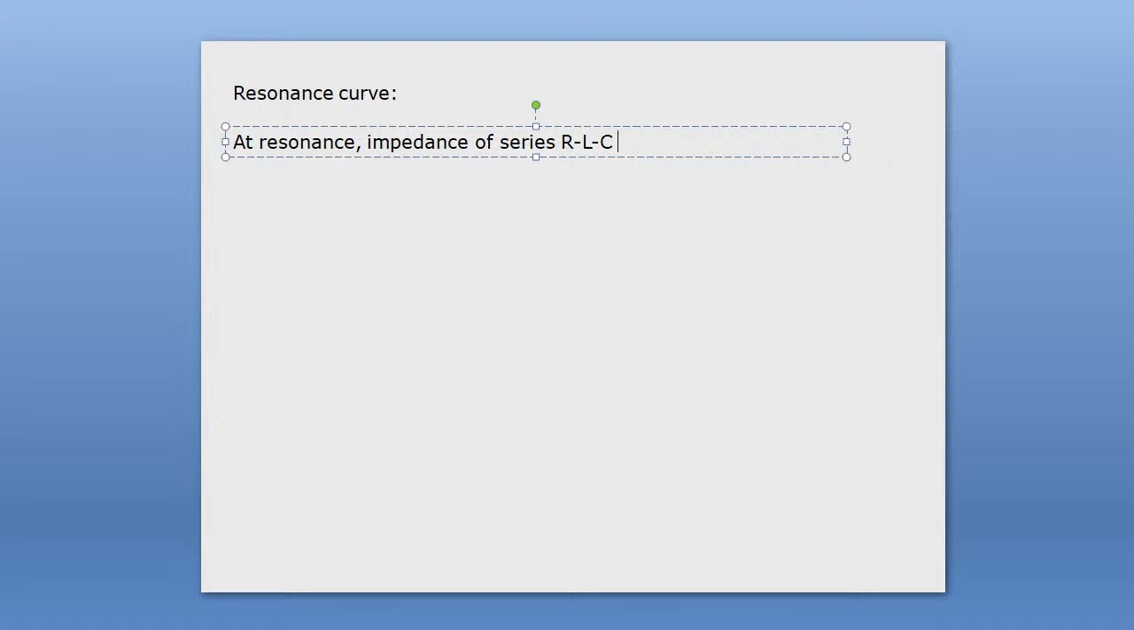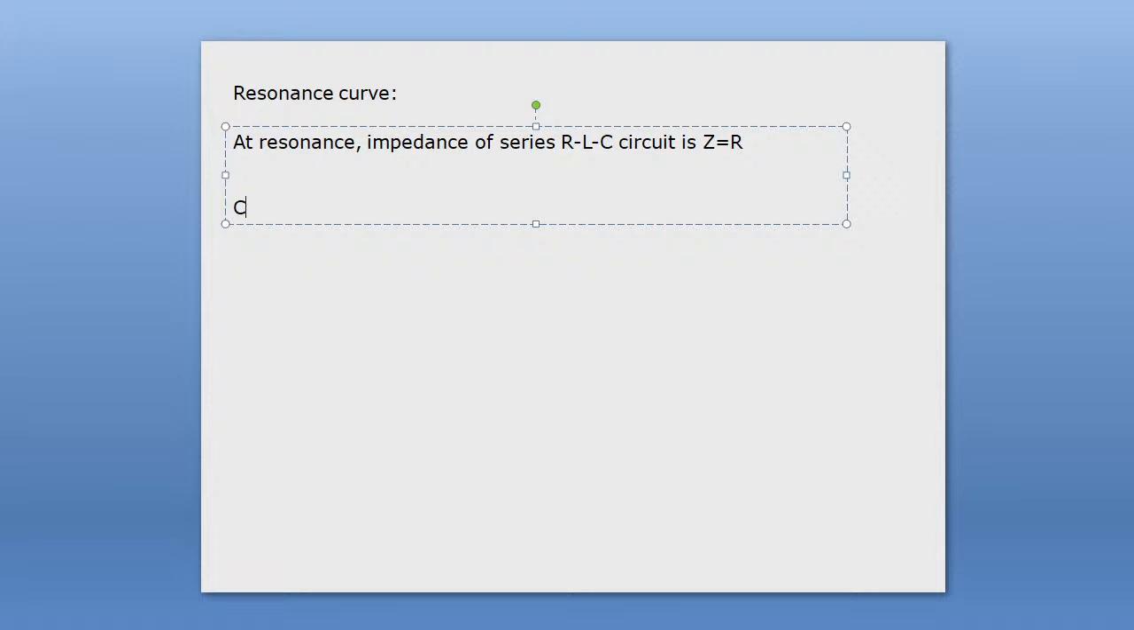So at resonance, Z, the impedance of the series RLC circuit, is capital R. Impedance is equal to capital R. That means Z equal to capital R. Okay. Now we can calculate the corresponding current.